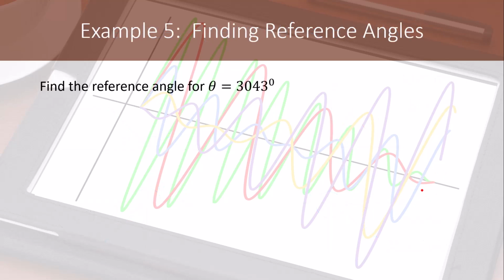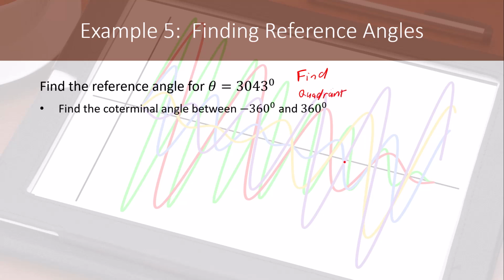So how do we go about finding your reference angles? Well, to find your reference angle, what you need to do is find the quadrant in which the angle lies. Now, to do that, you need to find the coterminal angle between negative 360 and 360. It could be between 0 and 360, but for the cases where you might have a negative angle, we can also include the negative 360s.